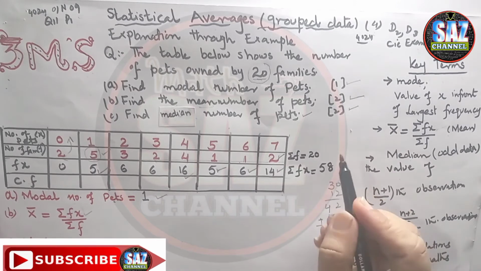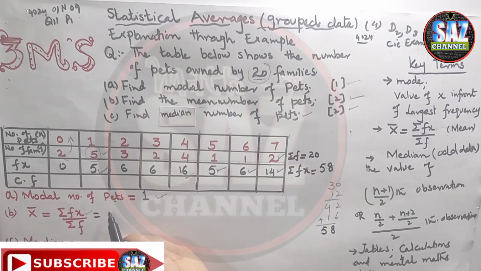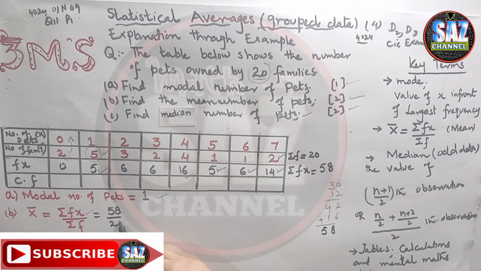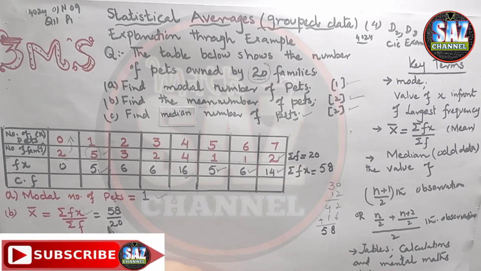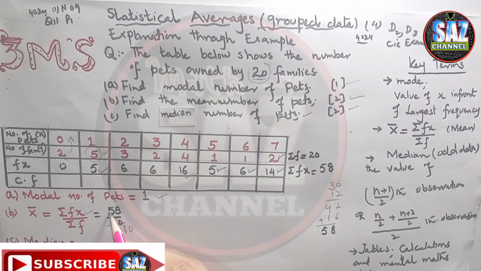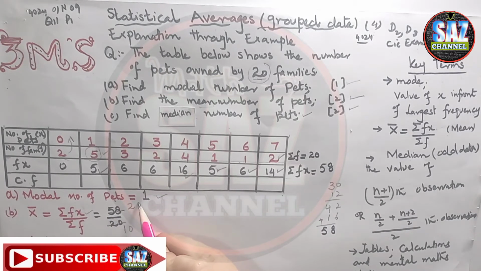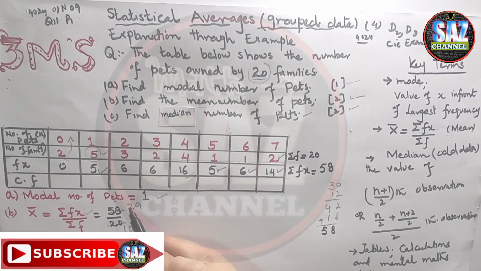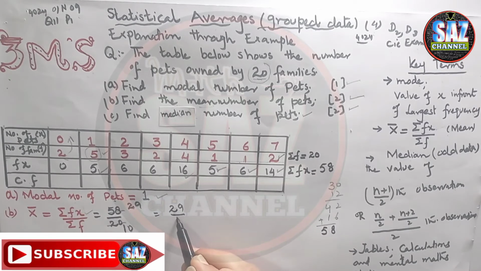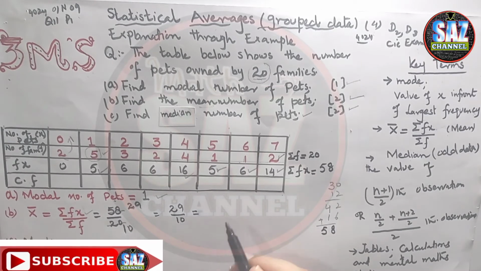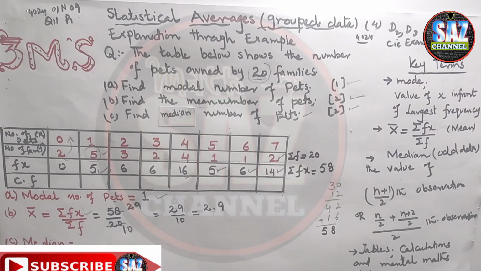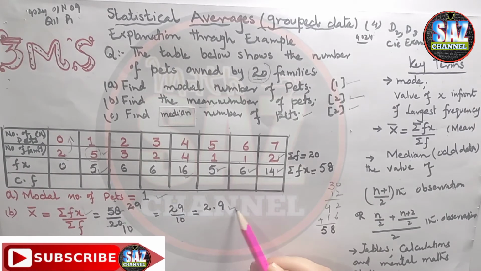Now quickly, very easy, insert the values in the formula, that is 58 by 20. Now again you should have the command on the tables, which table is suitable for both 20 and 58? 2 twos are 4 and 2 nines are 18, so 29 by 10. Remember the division of the zeros and multiplication of zeros, and the mean will be 2.9. I hope you are clear about the modal number of pets and the mean of the group data.